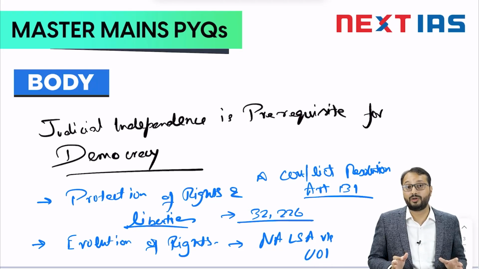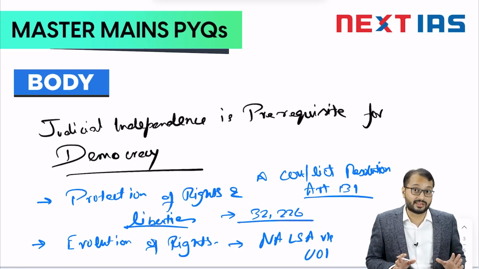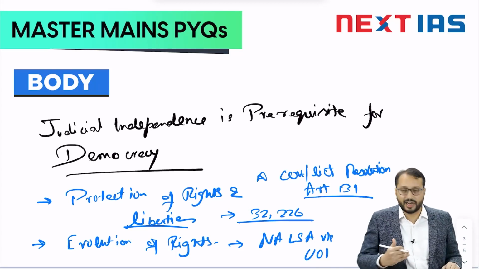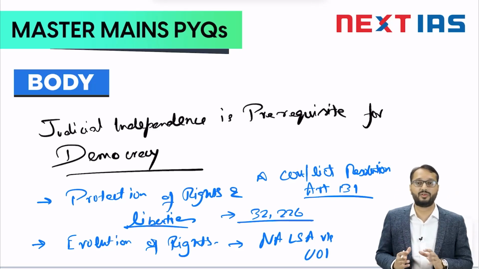It is very important to ensure that our federalism works, that the vision of cooperative federalism is protected, and that confrontations, whatever may come, are peacefully resolved. There is an independent judiciary to do it, which is very important for democracy to function properly. So these are the arguments that you write in the second part of your body.